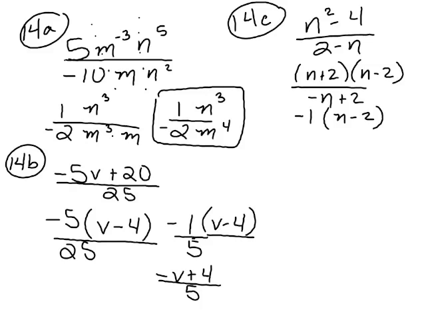Now I have some terms I can cancel, right? N minus 2 on top and bottom. So my final answer is n plus 2 over a negative 1.